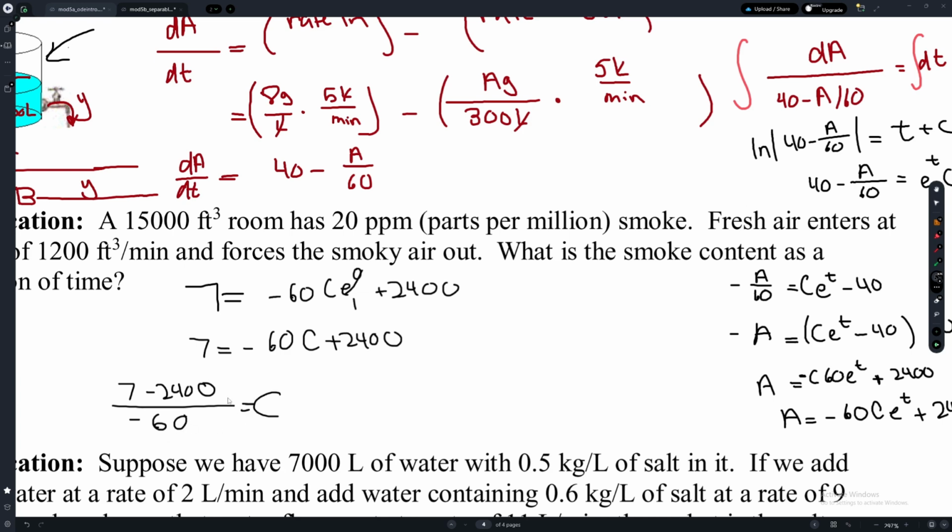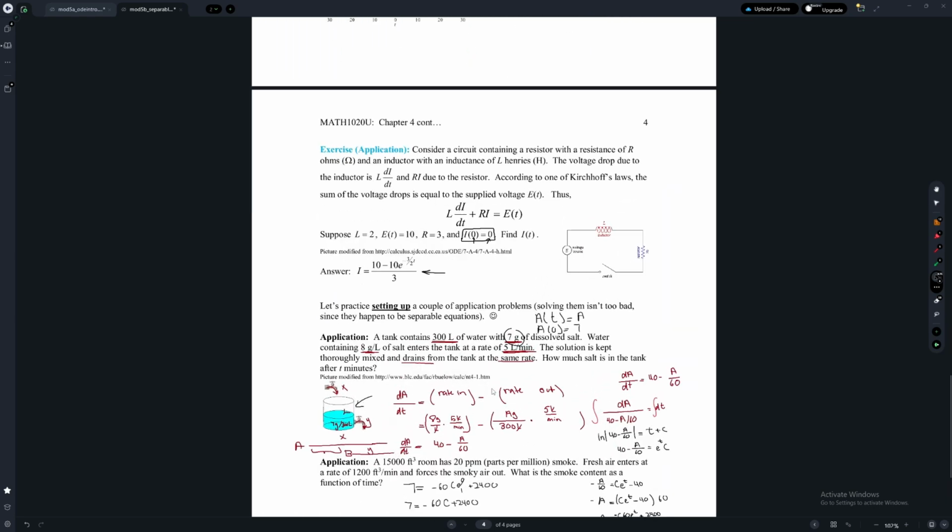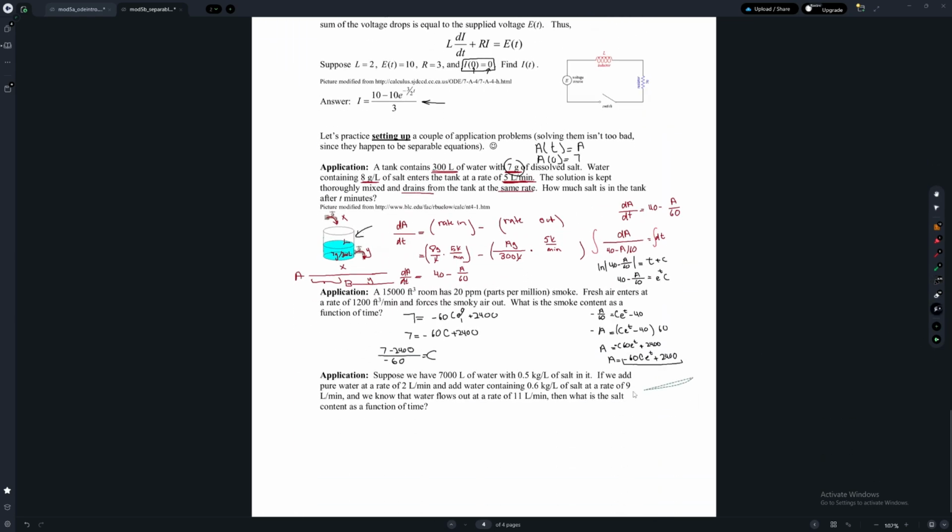You'll get your constant. You sub your constant back into this equation, and then you'll get your full equation. And if you sub in any time, it will tell you how much concentration there is in the water at that time. All right, so this is the only question I'll go into this much length. The rest of them, I am just going to do the setting up of the equation.